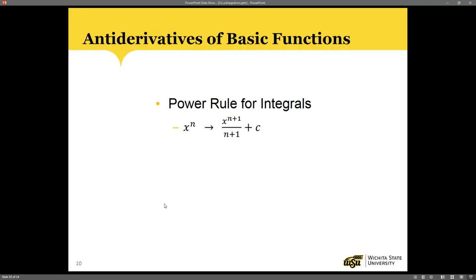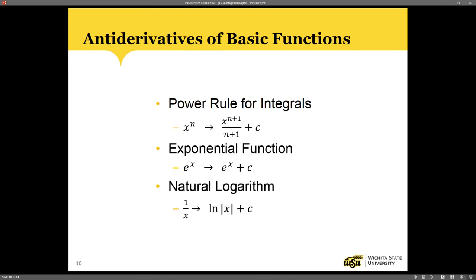So let's go back to our page. We have the power rule for integrals. Now let's look at the exponential function. The antiderivative of the exponential function is the exponential function plus a constant. The antiderivative of 1 over x would be the natural log of the absolute value of x plus a constant.